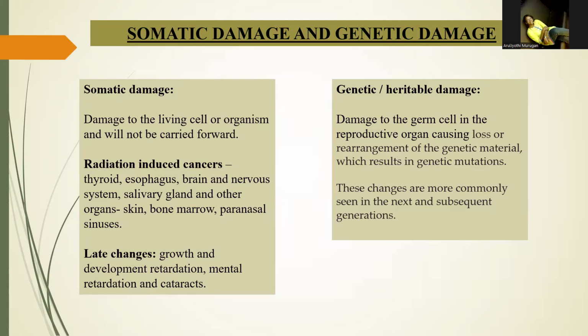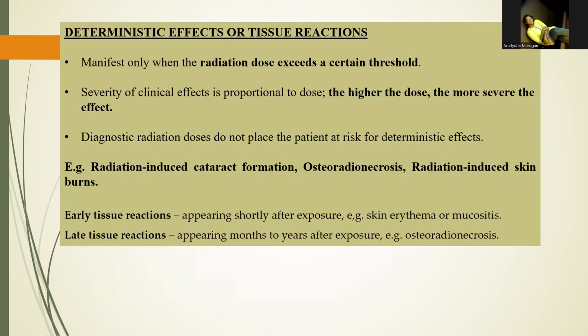Radiation would affect somatic cells like the thyroid, esophagus, brain, nervous system, salivary glands, and other organs like skin, bone marrow, and paranasal changes. The later effects would be growth and developmental retardation, mental retardation, or cataracts. It also affects the DNA material of the reproductive cells, the germ cells of the reproductive organs, which in turn will affect subsequent generations.